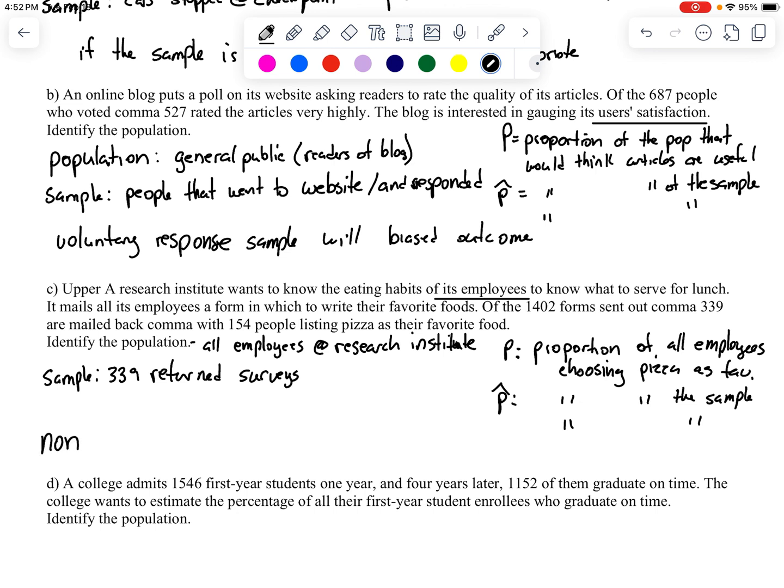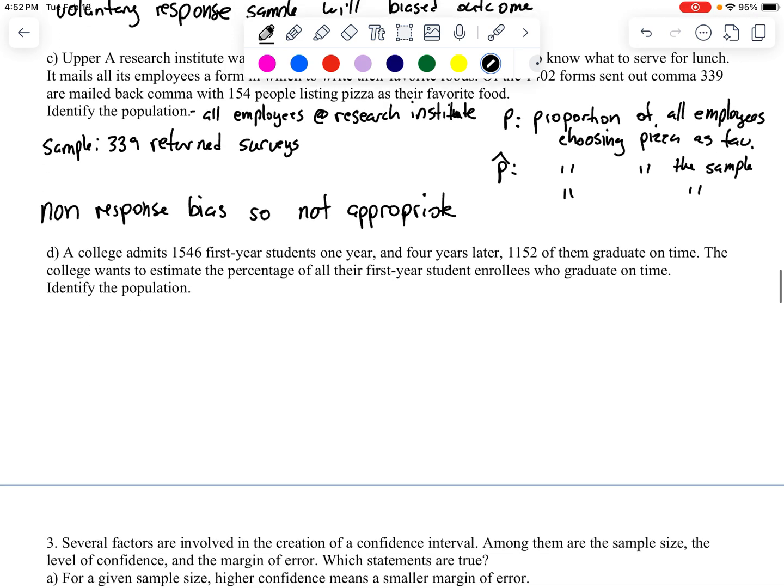And again, this is going to have a non-response bias to it because I didn't get it back from everybody. So our interval is not appropriate. Again, the question was, can I use a one proportion z interval procedure? And because of the non-response bias, it is not appropriate.